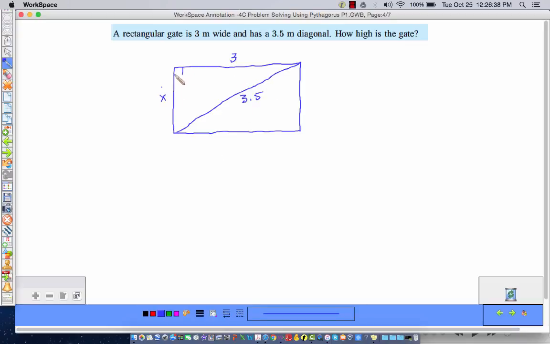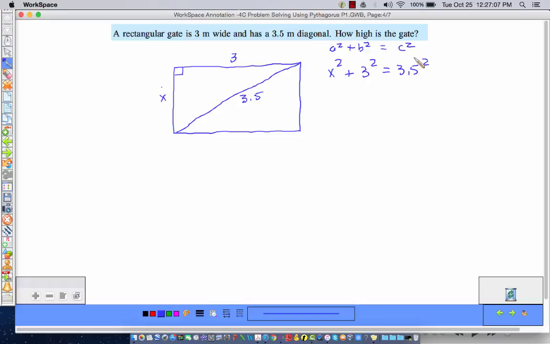And we know that a rectangle has all right angles around. So I have a nice little right triangle here. So I have x squared plus 3 squared is equal to 3.5 squared. Because 3.5 is the hypotenuse, and I'm using the Pythagorean theorem, a squared plus b squared equals c squared, where c is always the hypotenuse.